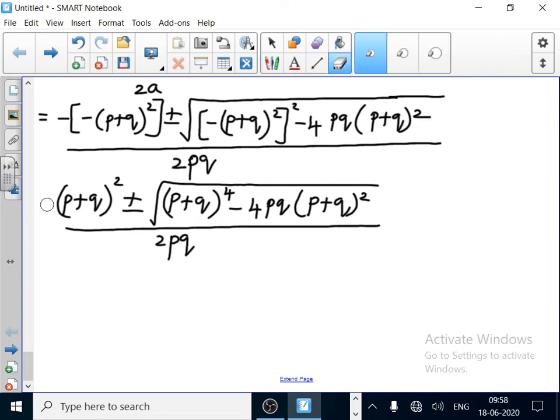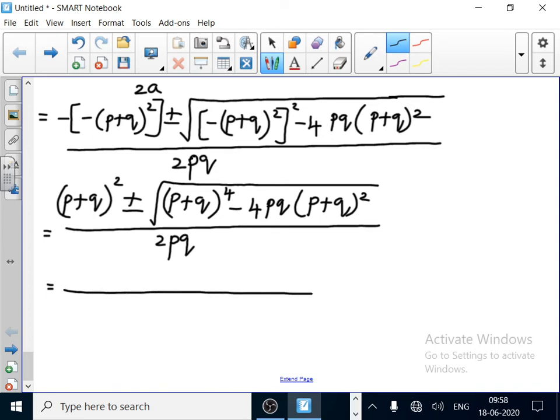That is equal to p plus q whole square plus or minus, under the square root. Here within the square root, there are two terms. In the first term we are having p plus q whole power 4. In the second term we are having p plus q whole square. So p plus q is the common term.